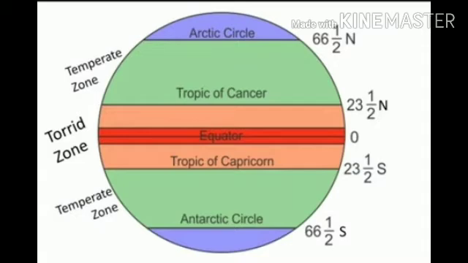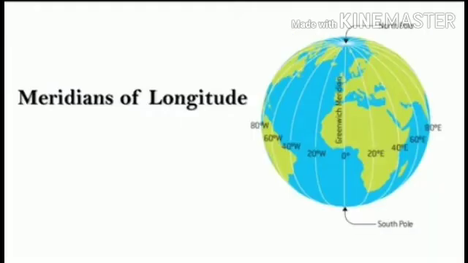Now let us see about longitudes. What is meant by longitudes? It is the distance of a place east or west of a line from the North Pole to the South Pole that passes through Greenwich in London. Longitude is measured in degrees. Longitude is measured by imaginary lines that run around the earth vertically, that is up and down, and meet at the north and south poles. These lines are known as meridians.